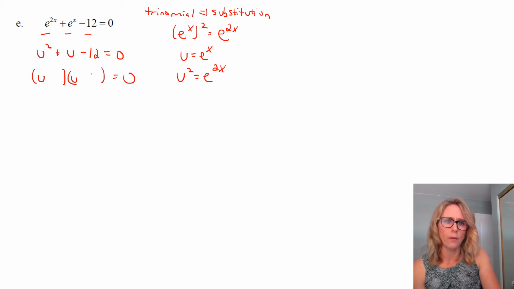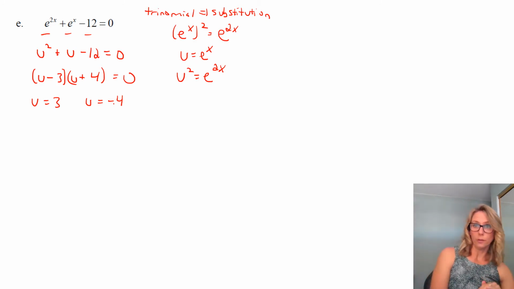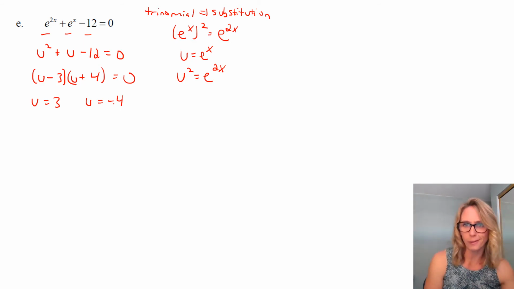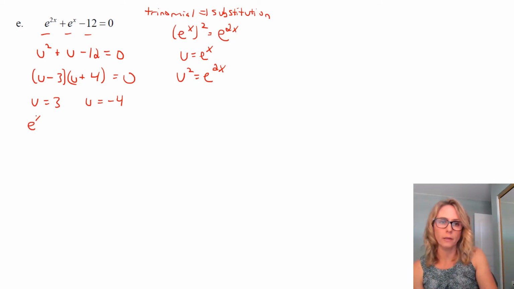You can pause and see if you can factor this really quickly. Hopefully you see that you'll have 4 and 3 as the numbers that you need, with a positive 4 and a minus 3. And then you should recognize that using our zero factor property, we get that either u equals 3 or u equals negative 4. Now, those are not our answers because we didn't start with u, we started with something that had x. So now we can do our back substitution where we switch the u back to e to the x, because that's what we called u.